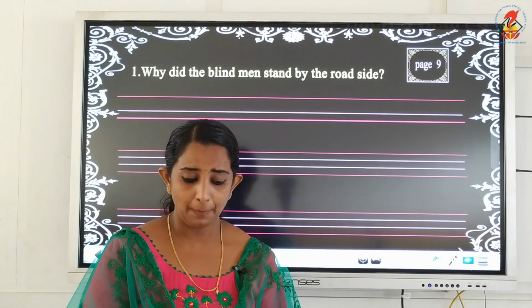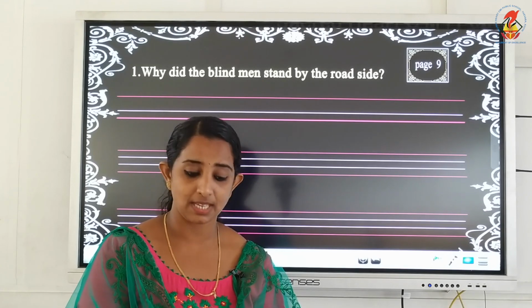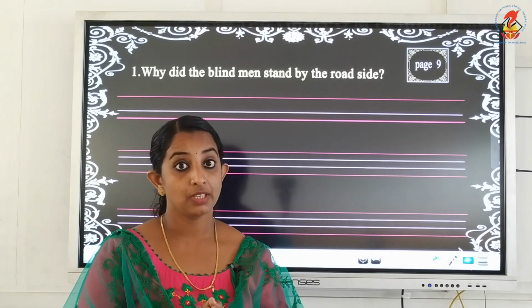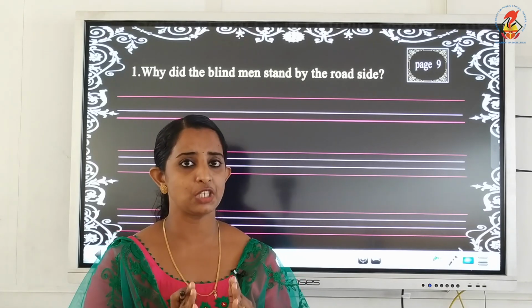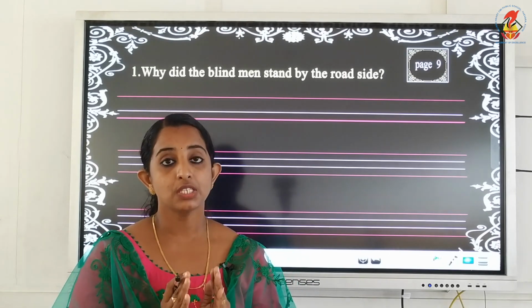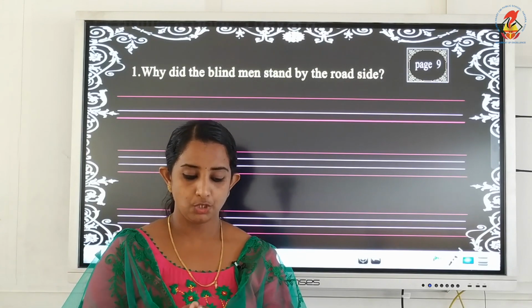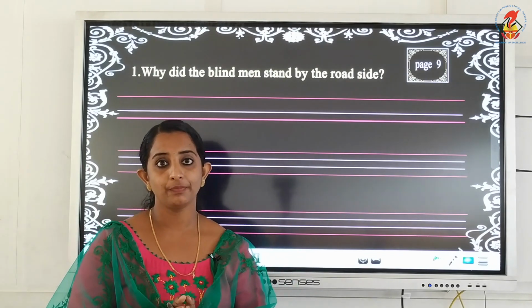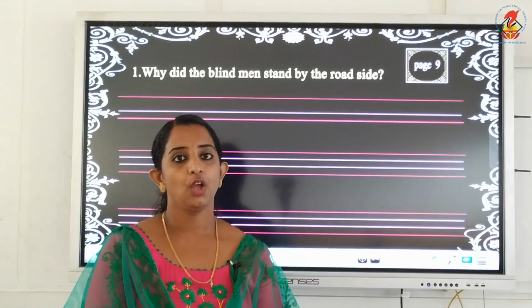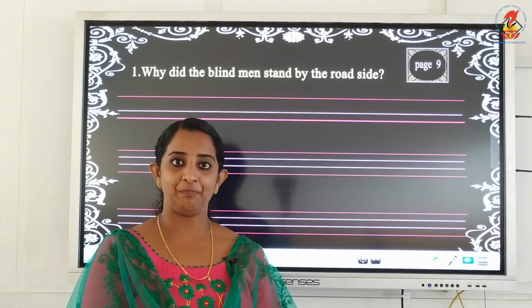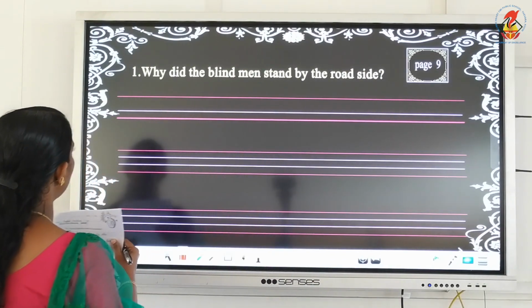So, why did the blind men actually stand by the roadside? Tell me, children, the blind men stood by the roadside to beg from the people who passed by them. Now, let's put these into the four lines.